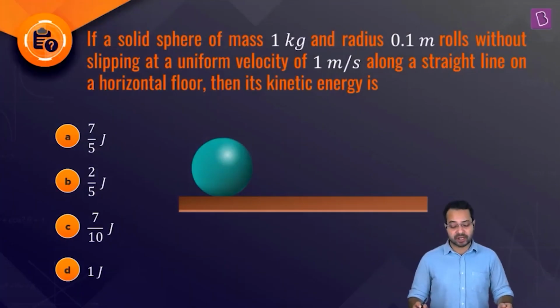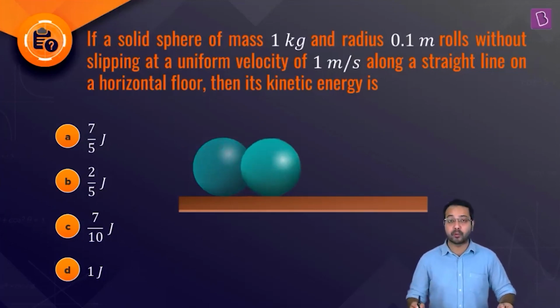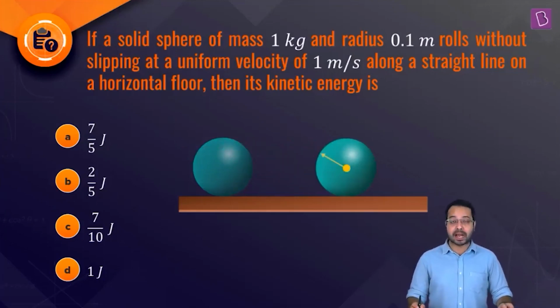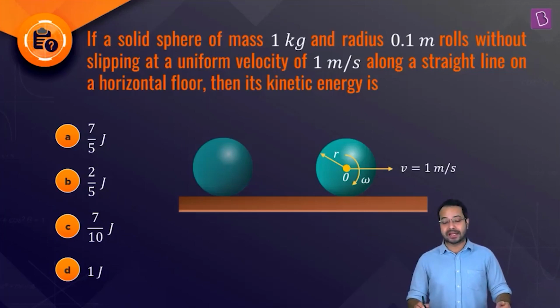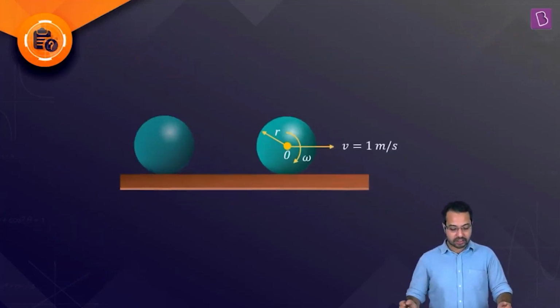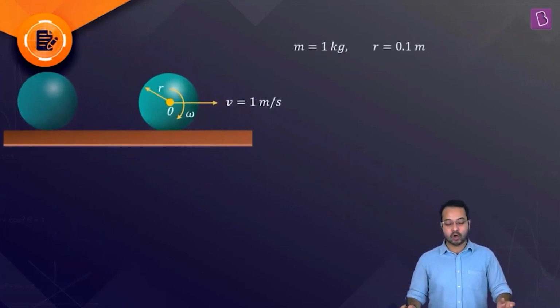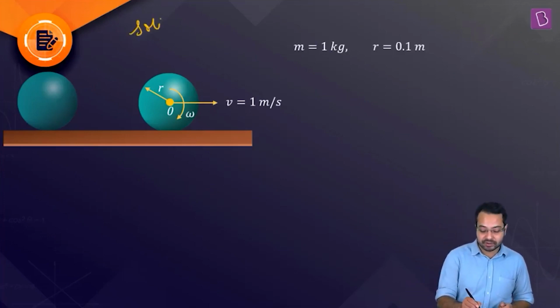If a solid sphere of mass 1 kg and radius 0.1 meter rolls without slipping at a uniform velocity of 1 meter per second along a straight line on a horizontal floor, then its kinetic energy is. All right, two important things. It is rolling without slipping, very important information, and we have to find out what is the kinetic energy of this body. Okay, and what is it? It is a solid sphere.